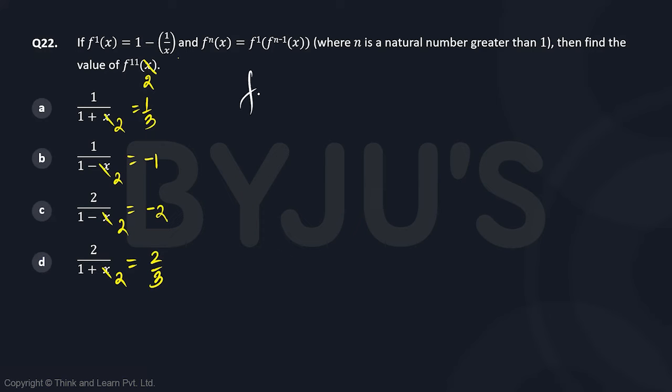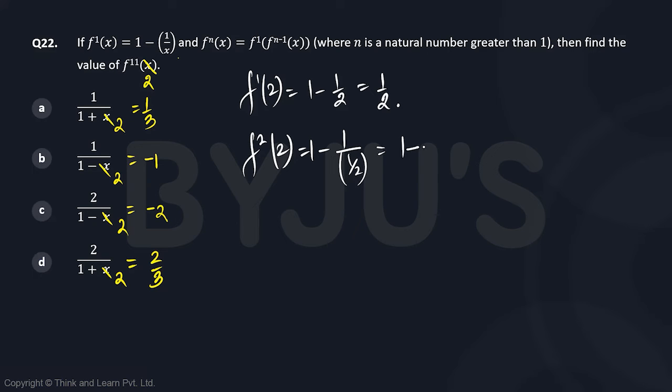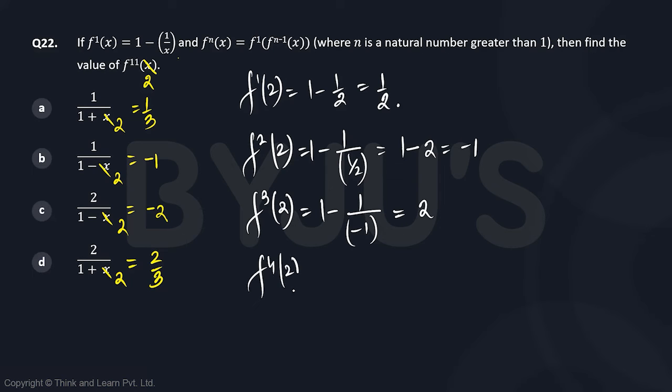Now let's try to find out what f1 of 2 is. f1 of 2 is going to be 1 minus 1 by 2, which is 1 by 2. Now f2 of 2 will become 1 minus 1 by the latest answer that we got, so this will become 1 minus 2, which is minus 1. f3(2) is going to be 1 minus 1 upon the latest answer, which is 1 plus 1, resulting in 2. f4(2) is going to result in 1 minus 1 upon 2, which is 1 by 2.